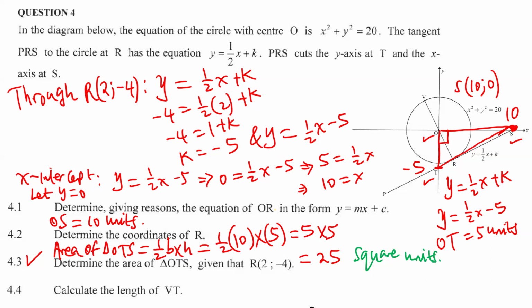Where's the question? Who doesn't understand what is happening? Who is lost somewhere? Who is saying, why did you do this? Because what was the question? The examiner said, determine the area of the triangle OTS, given that the point R has the coordinates 2 and minus 4. We already got that R has the coordinates 2 and minus 4 in the previous question, because in 4.2 we found the coordinates of R. So we're good. We continue right now to solve the next question, 4.4.